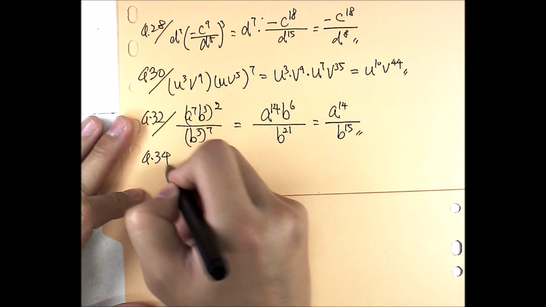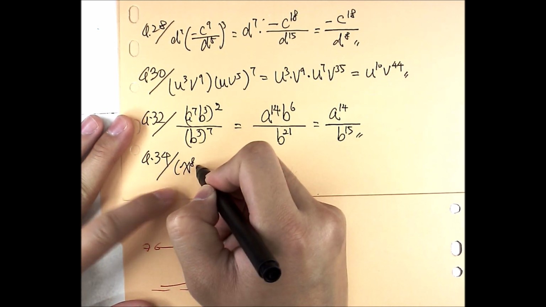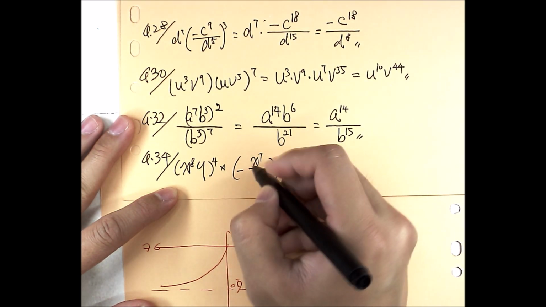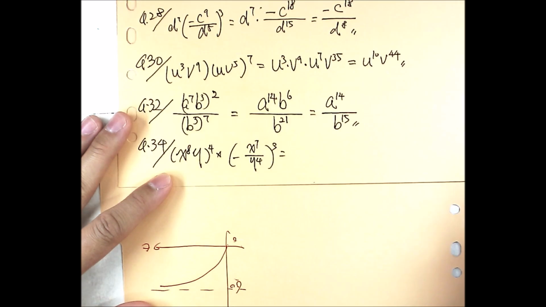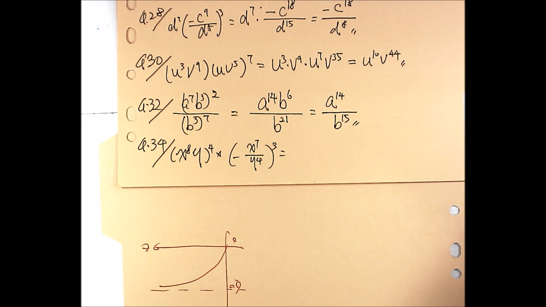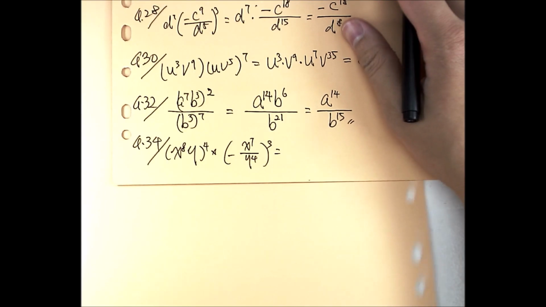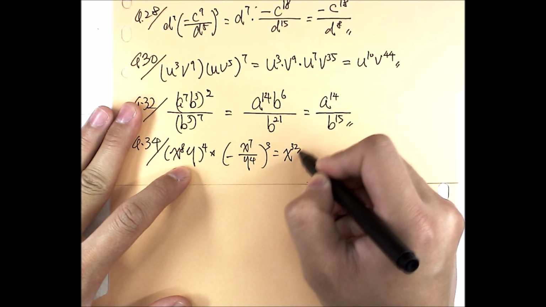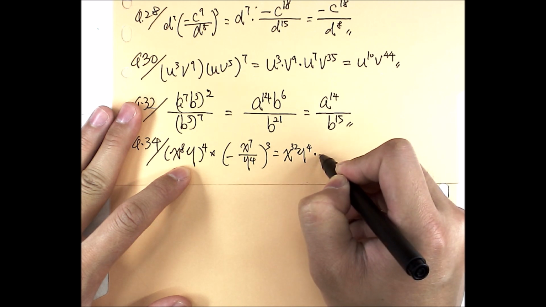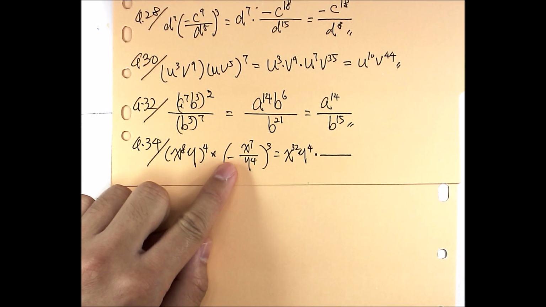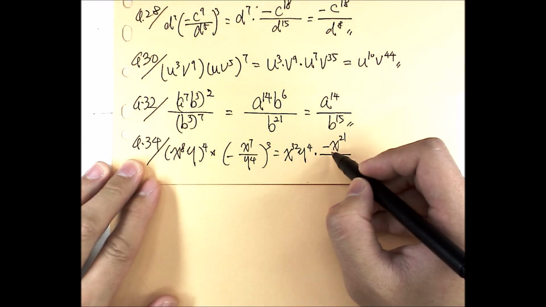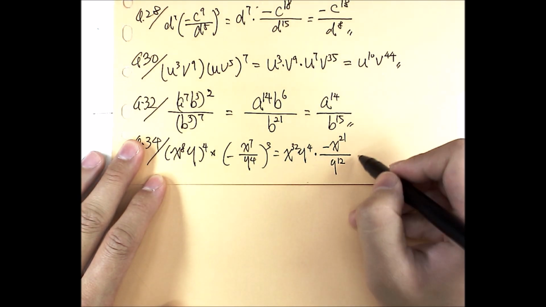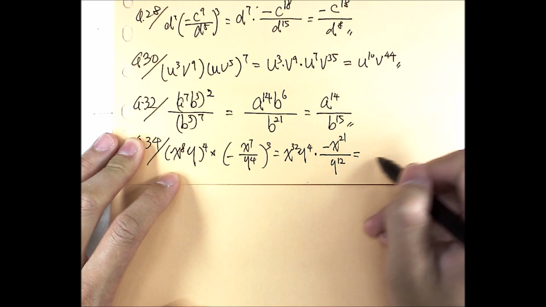Go to 34. X to the power y to the power 4 times minus x 7, y 4, and then 3 here. So you have to finish doing both brackets. Okay? So for the first bracket, you have x to the power 32, y to the power 4, and then times fraction line. So you see a minus inside the bracket, right? So here, minus x to the power 21, and then at the bottom, you become y to the power 12, okay?